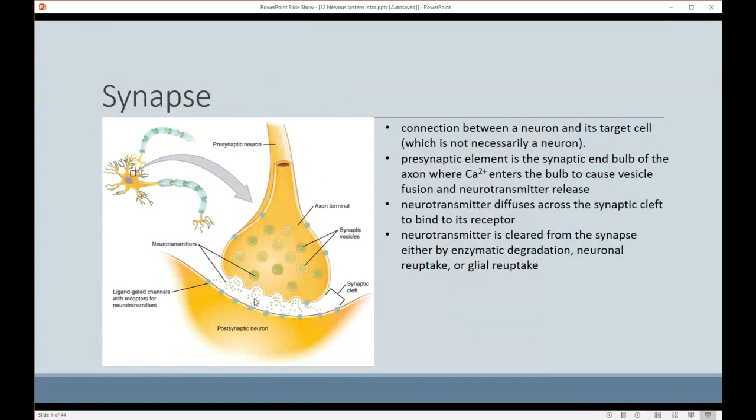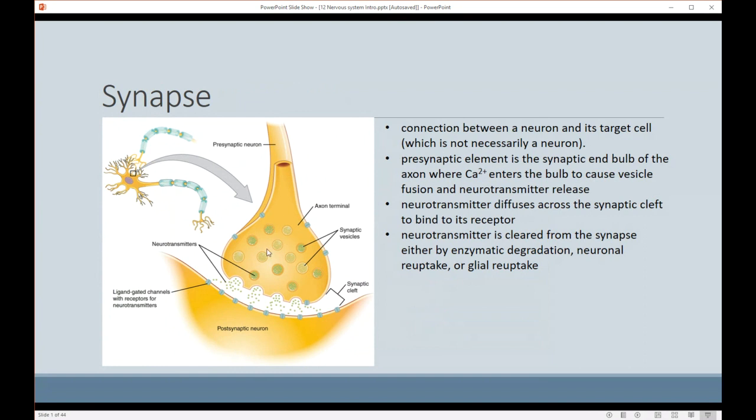Now remember the synapse. This is where we have a connection between a neuron and the target cell. That target cell can be a neuron, but it doesn't have to be another neuron. We can think back to the neuromuscular junction where, remember, we had muscles. But in this case, we have two neurons. We have a presynaptic neuron. Presynaptic means that it's before the synapse. And then we have a postsynaptic neuron. So this would be the dendrites. This is the axon terminal.